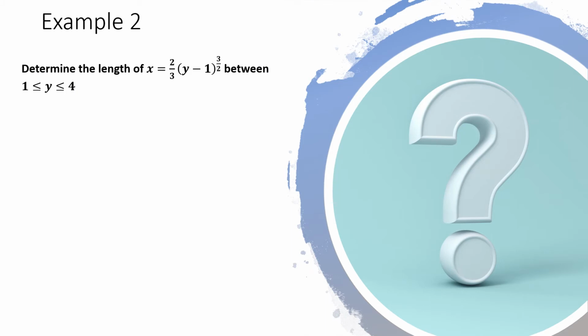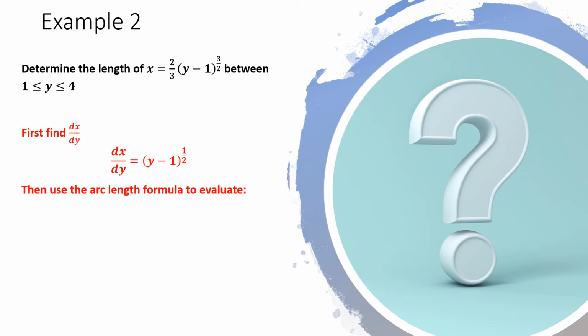In example 2, we're doing the same exact thing, except this time our function is written in terms of x. So the first thing I'm going to do is find dx dy. And when I do that, I end up with y minus 1 to the 1/2. Now I'm going to use my arc length formula to evaluate. So I'm going to do the integral from 1 to 4 of the square root of 1 plus y minus 1 to the 1/2 squared, which is y minus 1. Those ones are going to cancel, so I'm left with the integral from 1 to 4 of square root of y, which is 2/3 y to the 3/2 from 1 to 4. I'm going to plug in my bounds, and then simplify that to get 14/3.